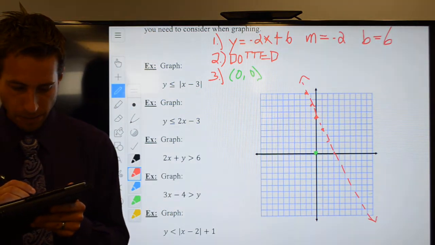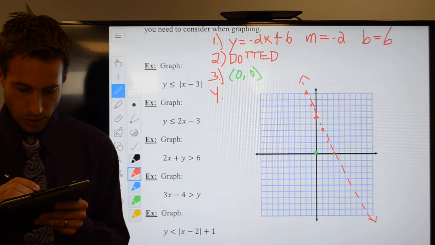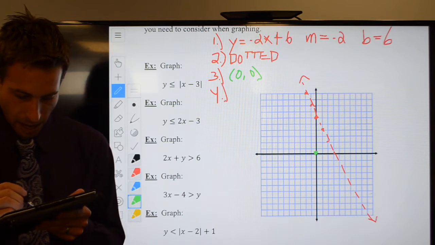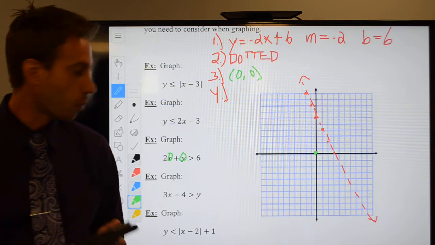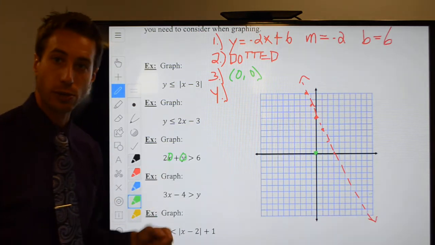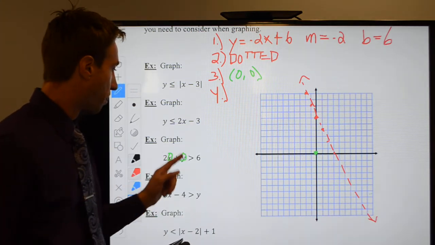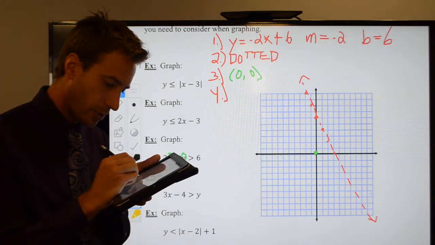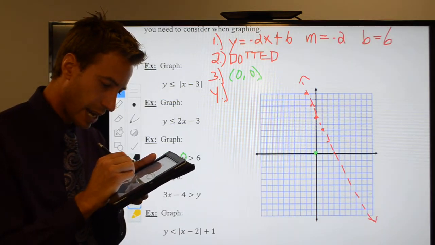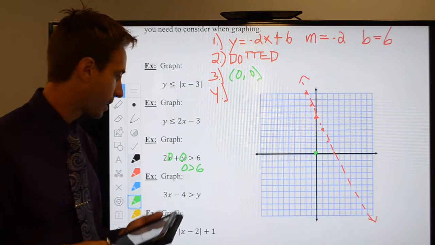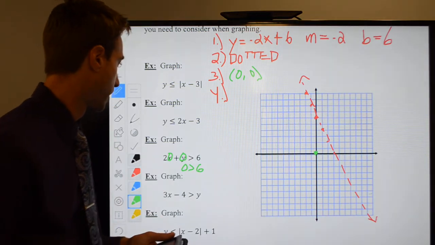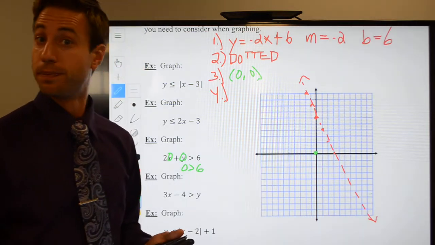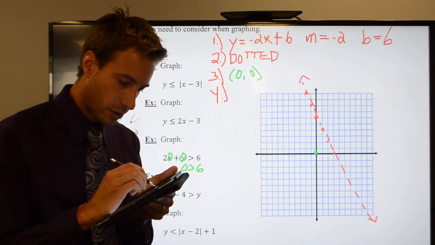So in step number 4, we're going to plug that stuff in. Let's see here. I plug in a 0 for x. I plug in a 0 for y, and here we go. 0 times 2 is 0. 0 plus 0 is 0, and I wind up with 0 is greater than 6. Well, is 0 greater than 6? No, it's not. I get a false statement.